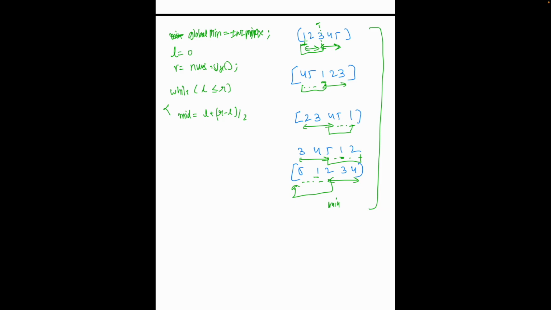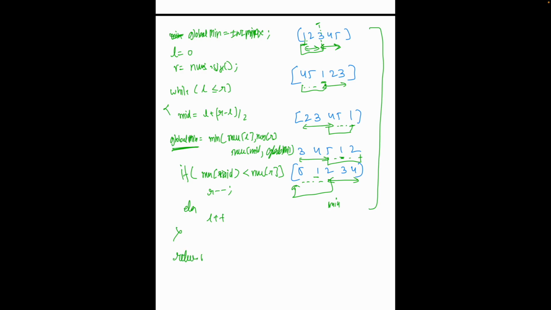Now at every iteration, global min will be the minimum value of nums L, nums R, nums mid, or global min. Once we set this up, we want to move towards the array which is not sorted. If nums L, nums mid is smaller than nums R, that means this array is sorted, so we want to move R minus minus. Else, that means the left part is sorted, so we'll do L plus plus. And then at the end, we're going to return mid.